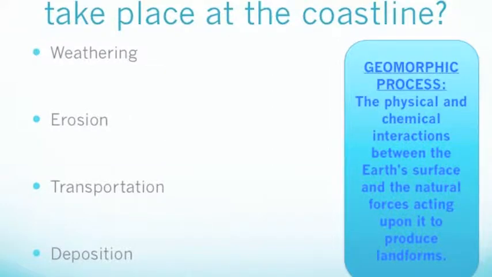So what geomorphic processes take place at the coastline? Well, we're going to cover 4 things today. So these processes are weathering, erosion, transportation and deposition. You need to make sure that you know all of these key terms and the detail that goes with each one. Don't forget that a geomorphic process is the physical and chemical interactions between the Earth's surface and the natural forces acted upon it to produce landforms.